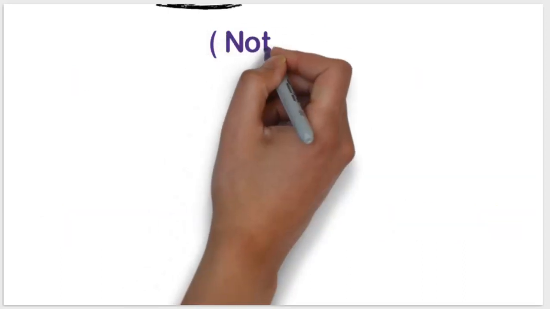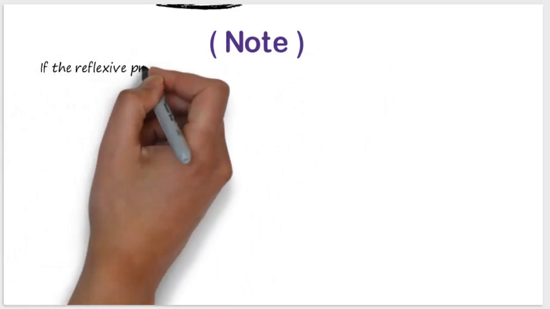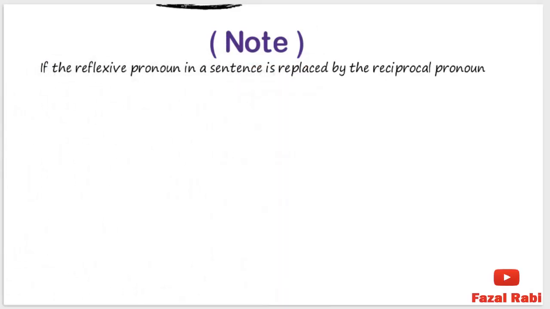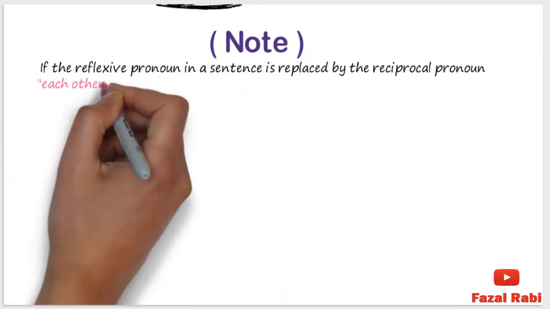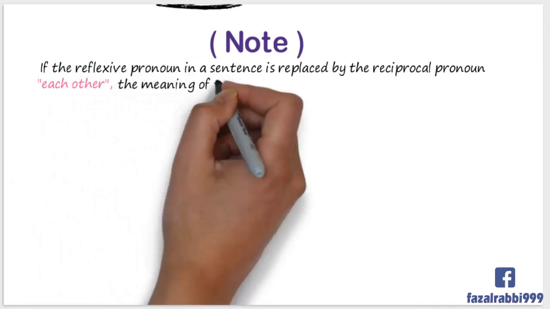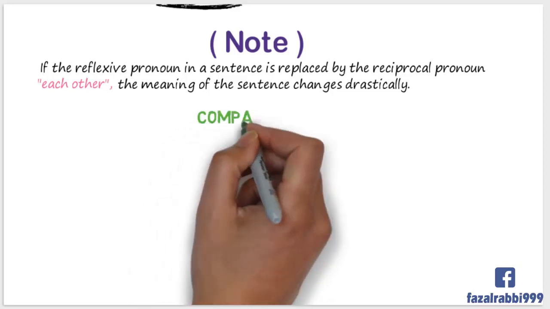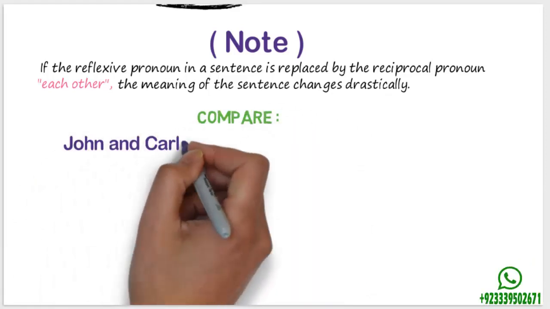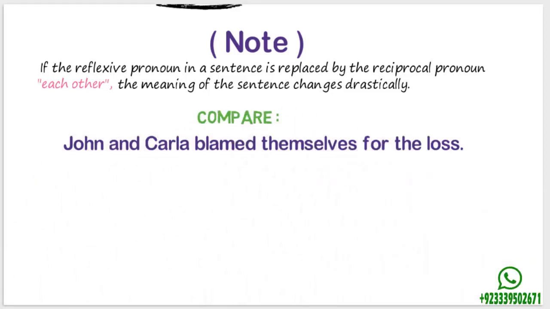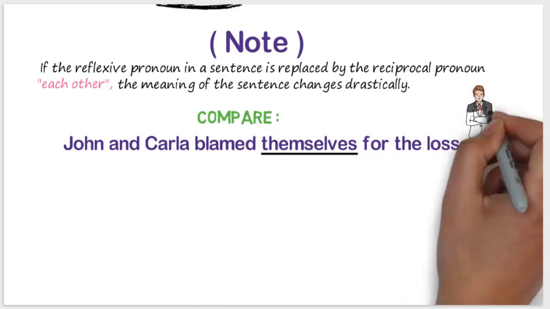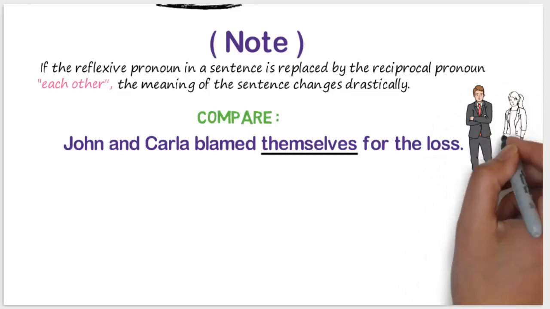We have to note one point: if the reflexive pronoun in a sentence is replaced by the reciprocal pronoun each other, the meaning of the sentence changes drastically. Now compare these two sentences. John and Carla blamed themselves for the loss. Here the word themselves means that John blamed himself and Carla blamed herself.